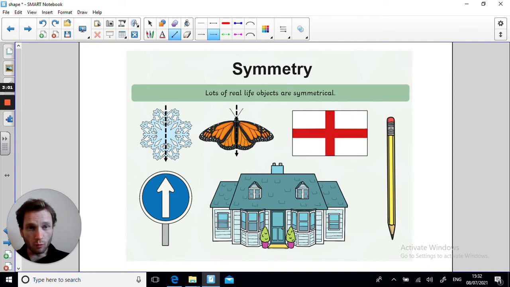Okay, so there's one line of symmetry going vertically down there. If you folded it in half along that line, it's the same on both sides. Of course, there's also another one going horizontally across here. So if you folded that flag in half along that line and opened it up, that would also be a line of symmetry. Okay, so there's lots of lines of symmetry everywhere in our lives.